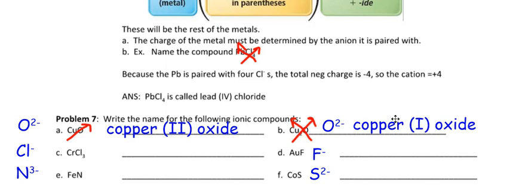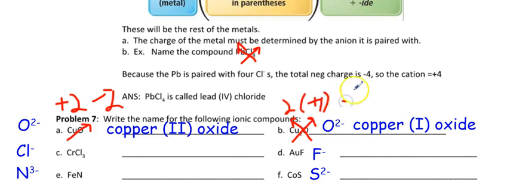Remember what we said on the prior page, the sum of the charges must cancel out. So for the case of this one, the copper is a plus 2, the oxygen is a minus 2. Do the charges cancel out? And the answer is yes, they do. Over here, I have 2 coppers at a plus 1, right? That's what that Roman numeral tells me. Oops, I forgot the 1. There we go, at a plus 1.